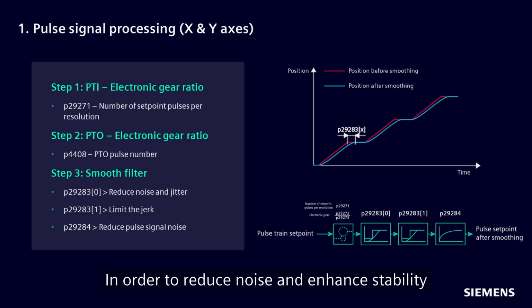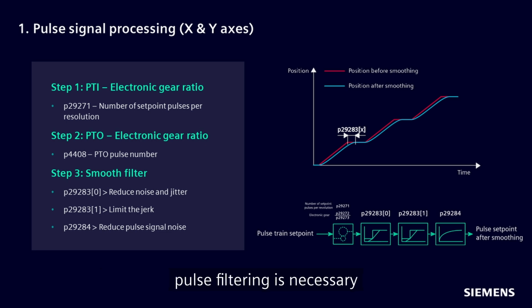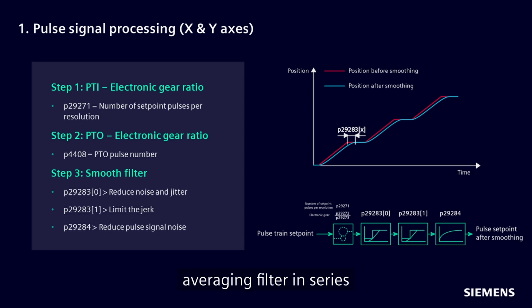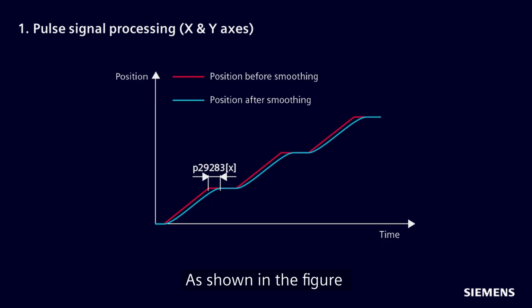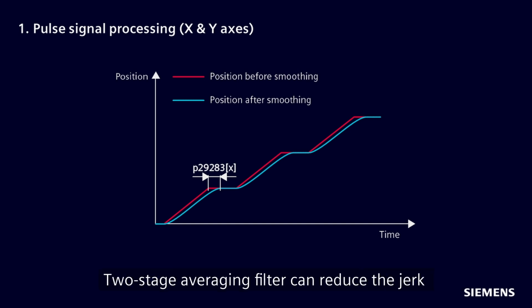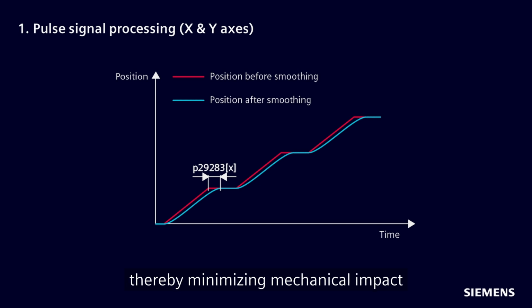In order to reduce noise and enhance stability, pulse filtering is necessary. The SINAMICS S200 PTI uses a 2-stage averaging filter in series with a first-order filter to improve operational stability. As shown in the figure, the averaging filter can effectively improve the smoothness of the position command. The 2-stage averaging filter can reduce the jerk, thereby minimizing mechanical impact.